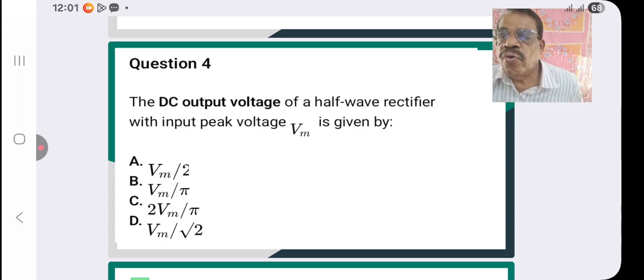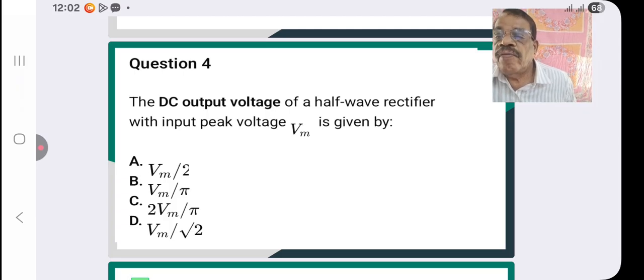Question number 4. The DC output voltage of a half-wave rectifier with input voltage Vm is given by: A Vm by 2, B Vm by pi, C 2 Vm by pi, D Vm by root 2.